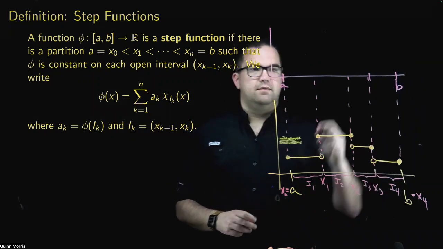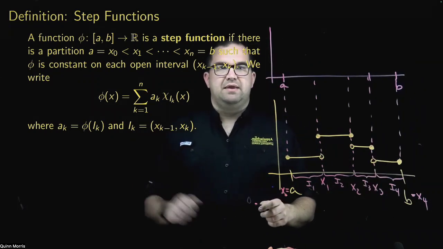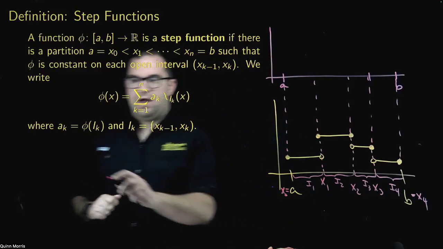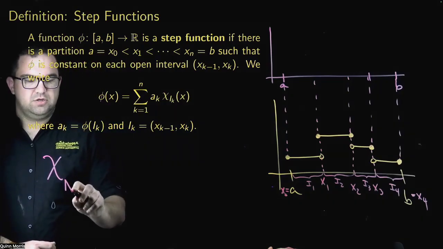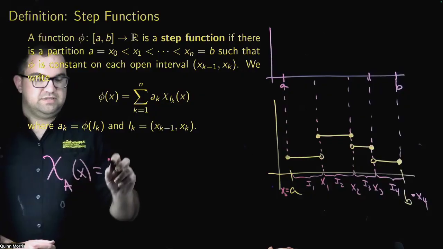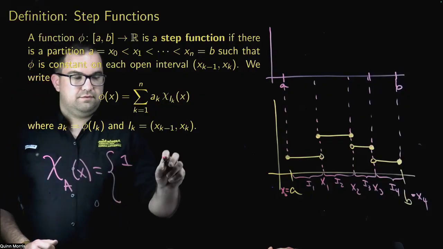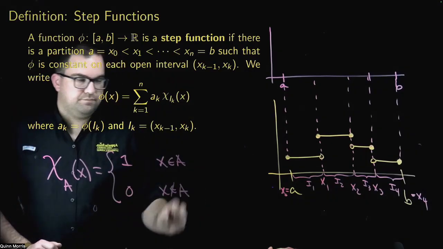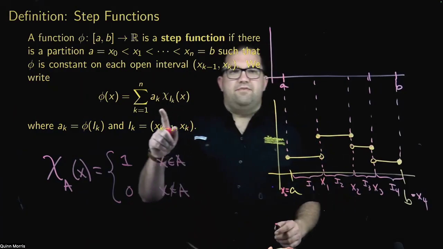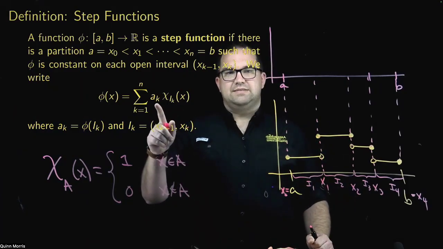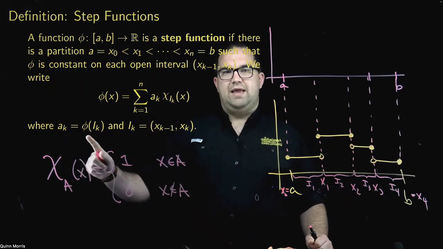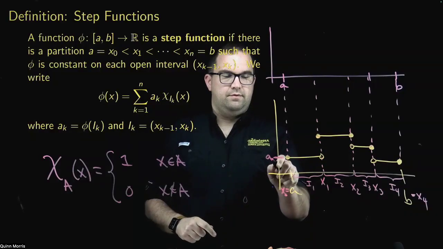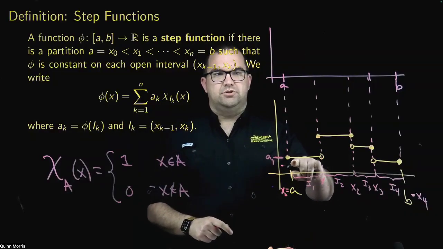Here's A, here's B. So the first function is going to be A1 times chi of I sub 1. Now this chi of I sub 1, that's the indicator function. In general, the indicator function of a set A is 1 if x is in A, or 0 if x is not in A. So if I'm on the k equals 1 case, I have A sub 1. What is A sub 1? A sub 1 is phi of I sub 1. It's just the constant value that this interval maps to.